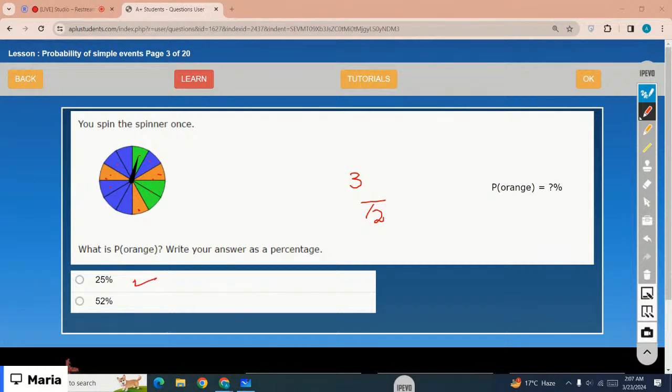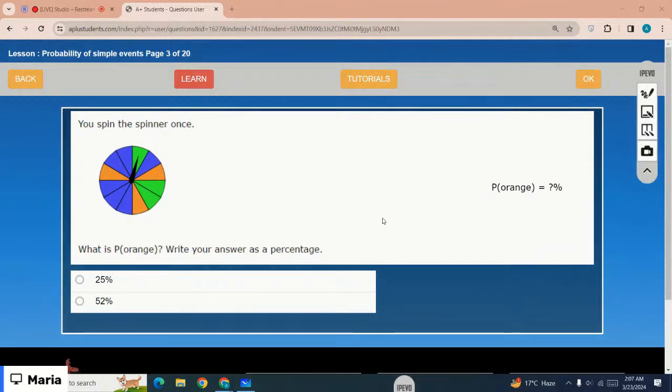Just divide 3 by 12 and multiply it by 100. The correct option is 25%. You have to convert it into percentage form, so just divide and multiply by 100, that is 25%. Option number 1 is the correct option. 25% it is. Got it?